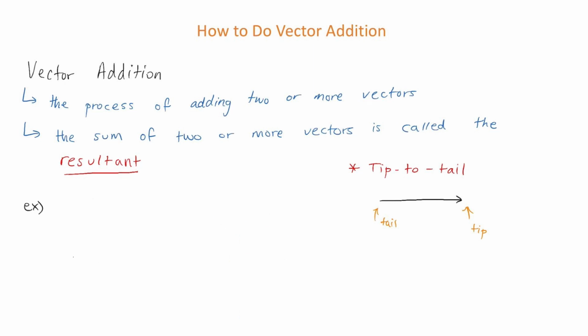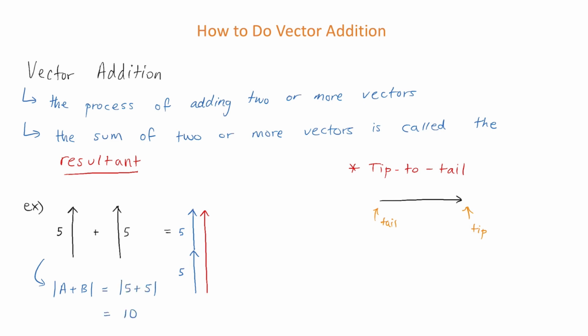Let's do an example. Imagine we have two vectors, each of length 5 units and both directed straight up, and I want you to add them together. Well, we know we can align the vectors tip to tail, and then we can draw the resultant. We can clearly see that the direction of the resultant is straight up, but what would be its magnitude? Well, all we need to do to find the magnitude is add 5 plus 5, and that gets us a magnitude of 10. Pretty easy, right?